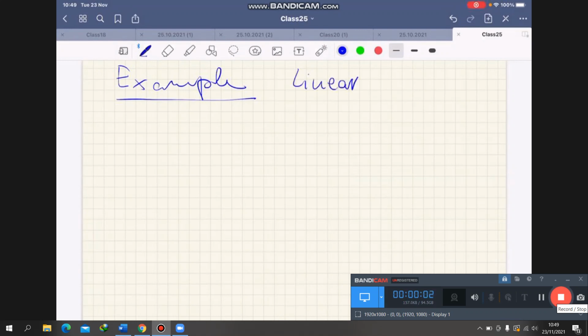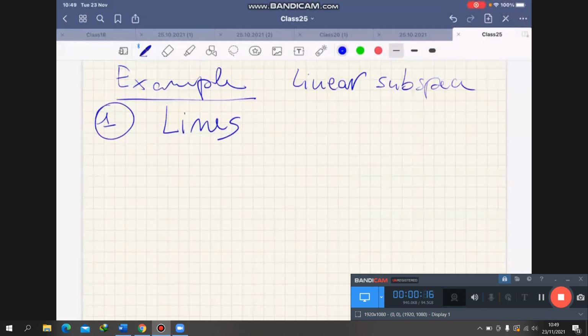Linear subspaces. One, lines. Lines are linear subspaces having a single vector as basis.